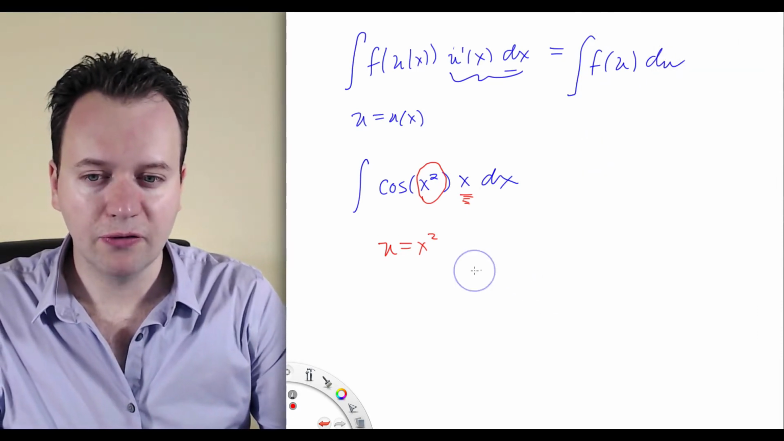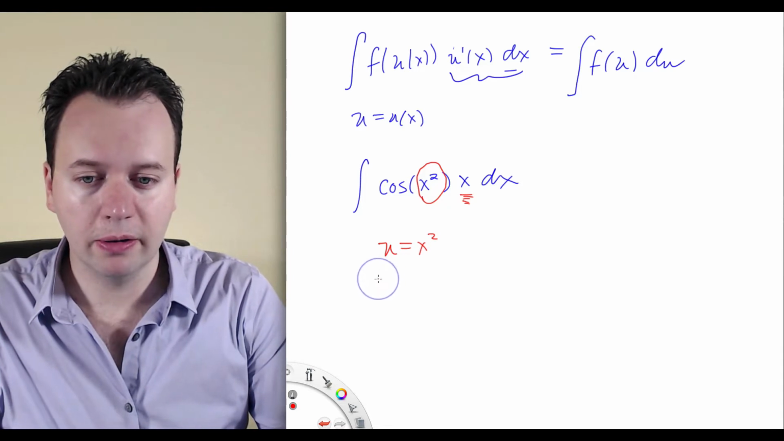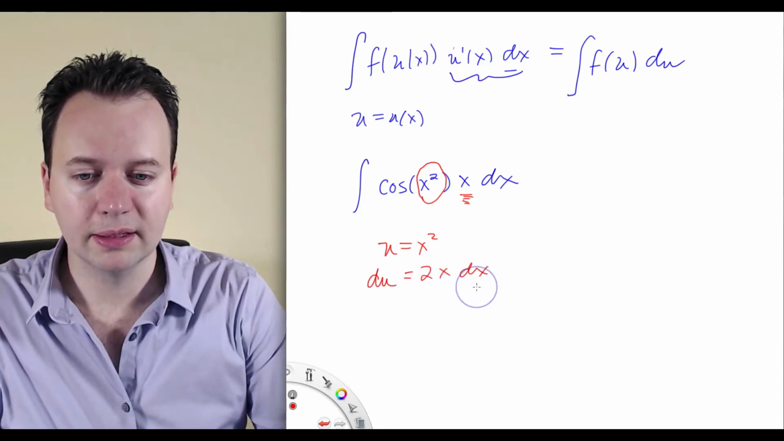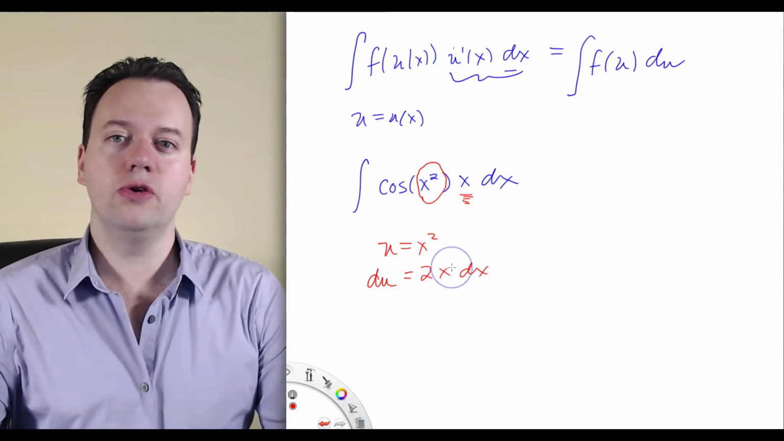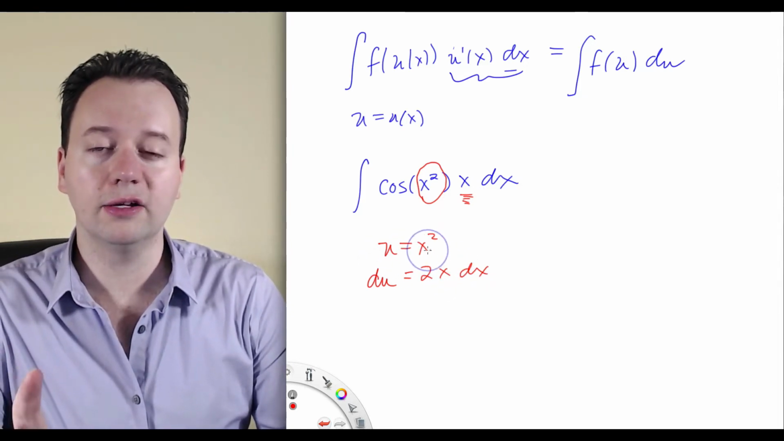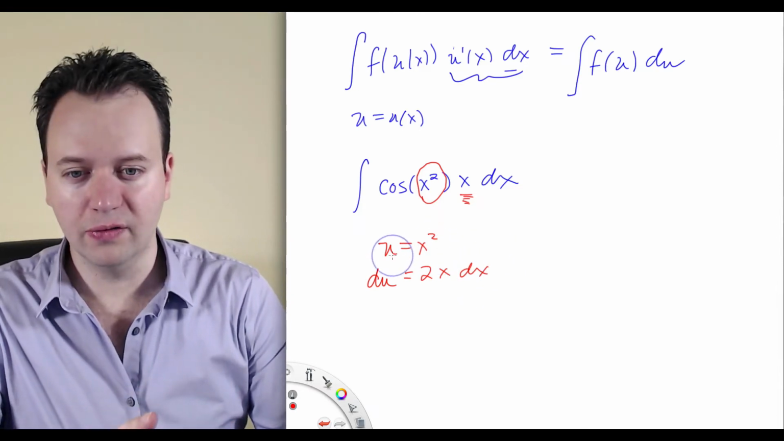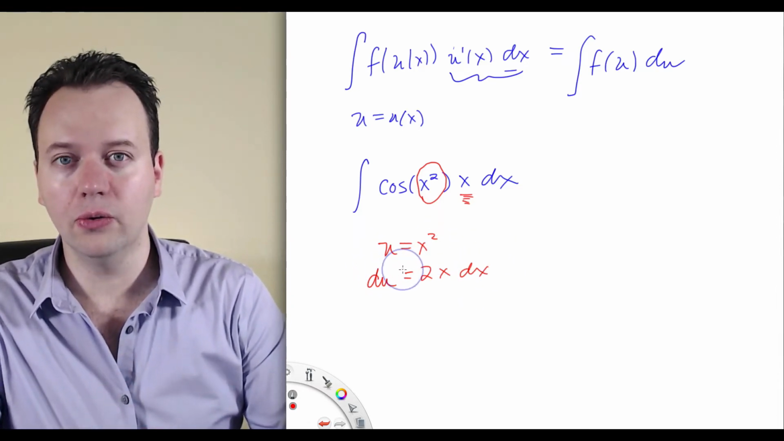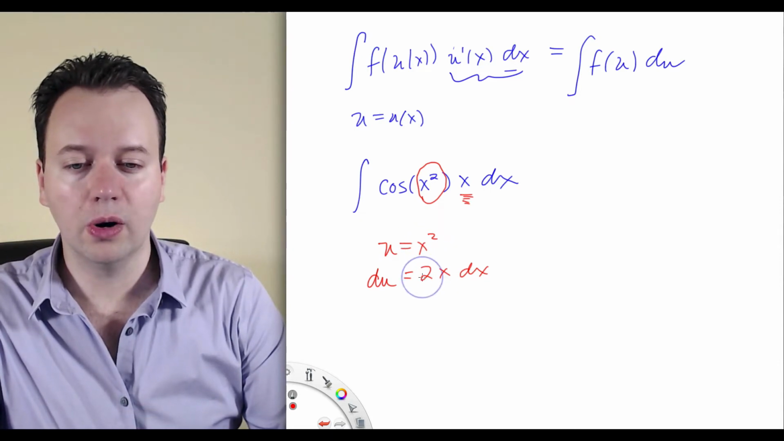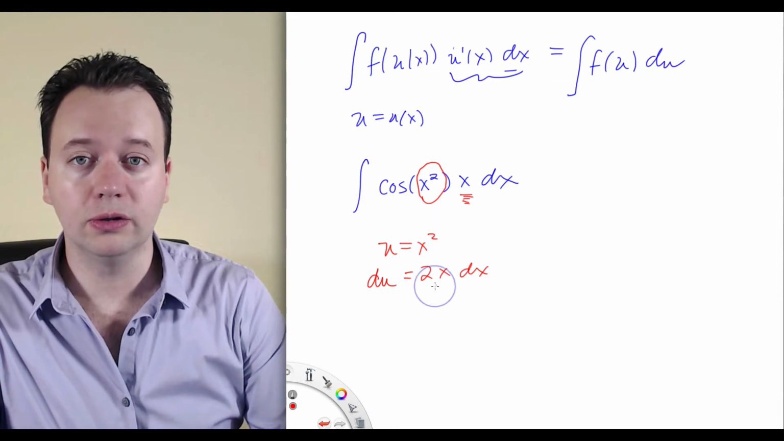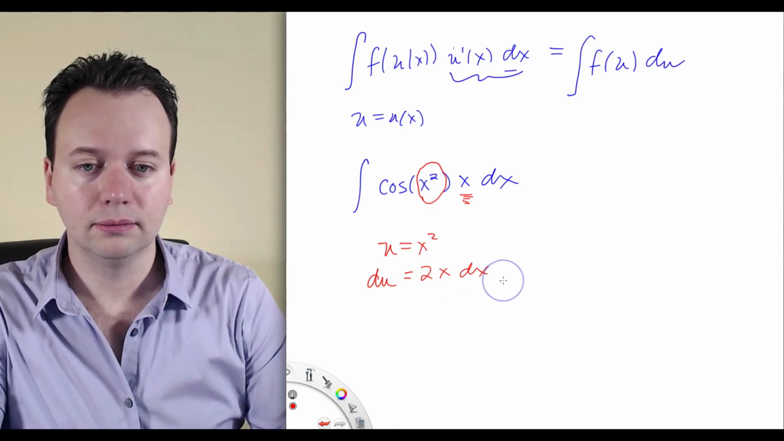With this identification that u is equal to x squared, our differential du is going to equal 2x dx. When you go from u is equal to x squared to du is equal to 2x dx, all you do is take the derivative, except you call the left-hand side du, and then you take the derivative of x squared, which is 2x, and then you multiply it by dx. So du is equal to 2x dx.